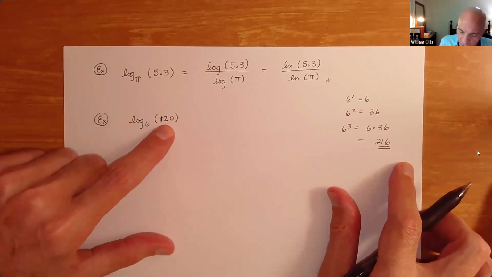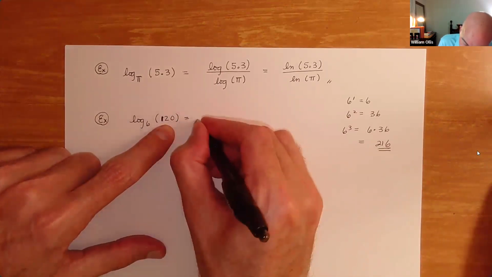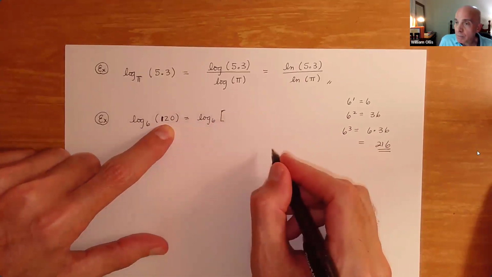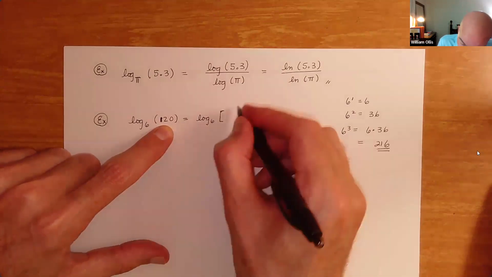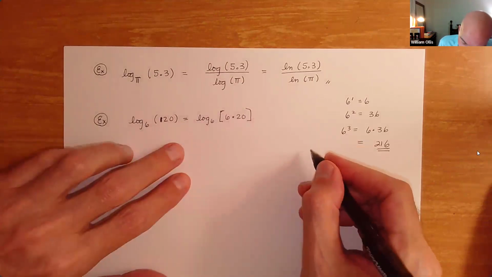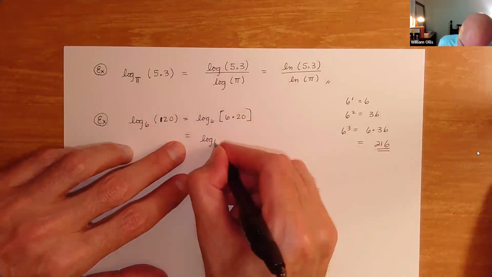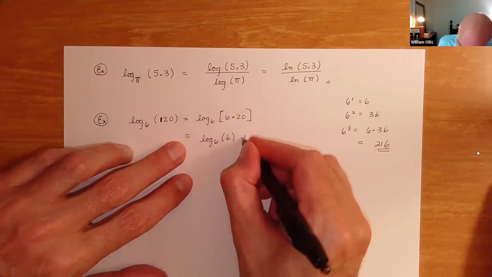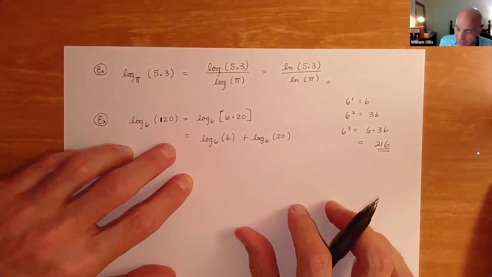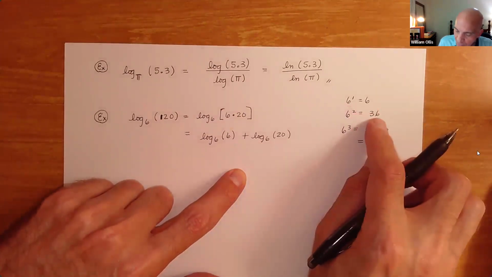And then you look at 120 and you think, well, what is this? We've got the base 6 logarithm, and of course there's a 6 here: 6 times 20. So we look at that and we're thinking, okay, we can use the product rule. So we have the log base 6 of 6 plus the log base 6 of 20. Now when we look at this, we've got the first power of 6 and then the second power of 6.